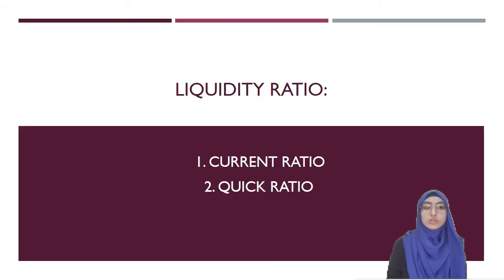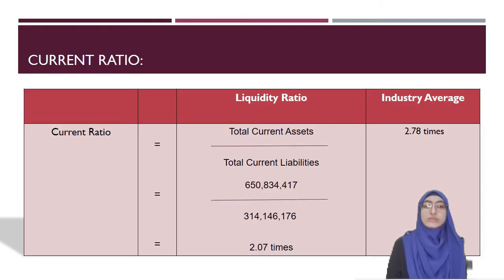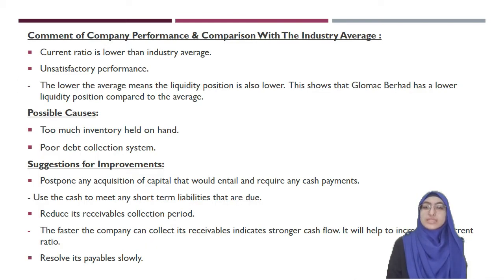Moving on to the ratios, we are going to start with the liquidity ratio. Under liquidity ratio, we have two main components, which are current ratio and also quick ratio. Firstly, current ratio. As we can see, the current ratio of Glomac Berhad is 2.07 and the industry average is 2.78. The current ratio of Glomac Berhad is lower than the industry average, which indicates unsatisfactory performance. The lower the ratio means the liquidity position is also lower. This shows that Glomac Berhad has a lower liquidity position compared to the average.